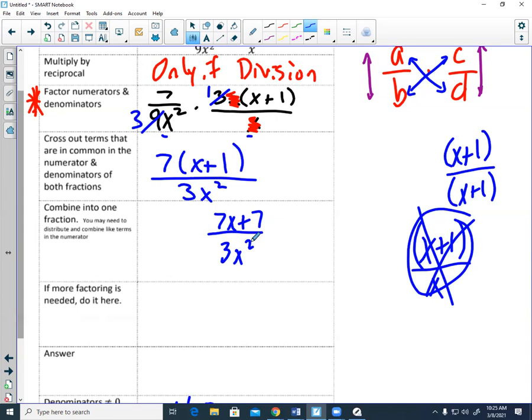Now, sometimes you're going to have to refactor this after you've combined all your like terms because you might be able to cancel more stuff. But in this case, is there anything that can be canceled at all? Can I cancel anything? No. So there's no more factoring. So my answer is going to be 7x plus 7 over 3x squared.